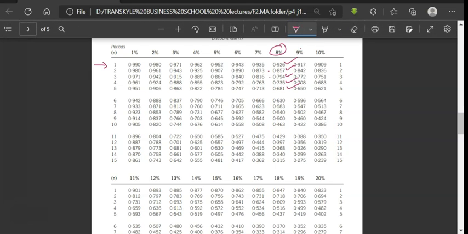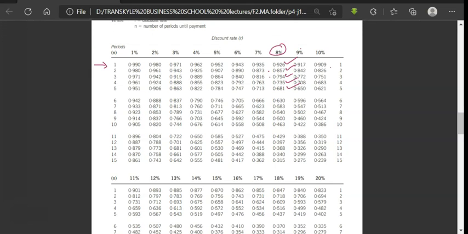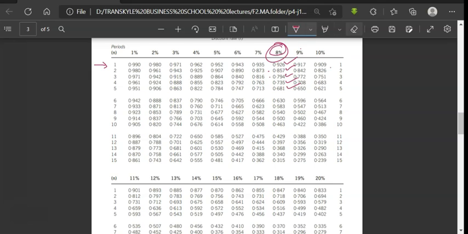What's going on with this pen of mine? Okay, we're looking at 8%. Let me try to erase this.